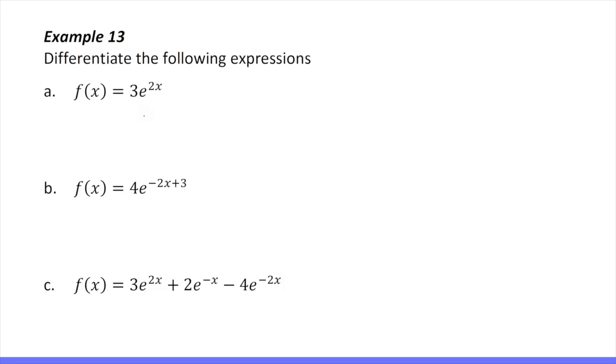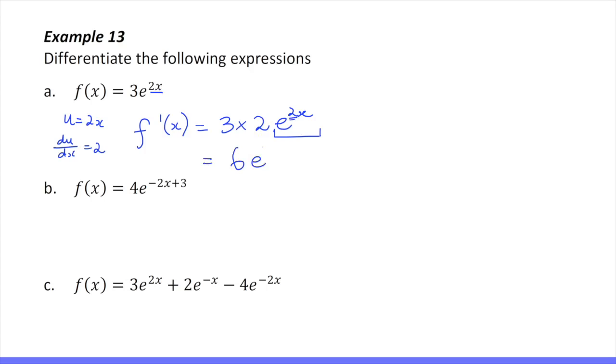Let's practice some of these now. So example 13, differentiate each of the following expressions. So my inside function here, which is 2x, the derivative of that, so du by dx, is equal to 2. So all I simply need to do is multiply my function by 2 because that is the derivative. 3 remains as that's just a constant. And then e remains as e to the power of 2x because e to the power of x doesn't get affected. The only reason we have this 2 out the front is because that is the derivative of the inside function. So that will be 6e to the power of 2x.